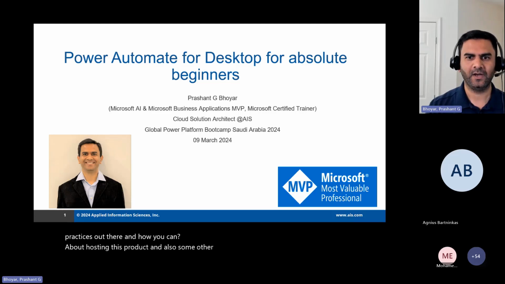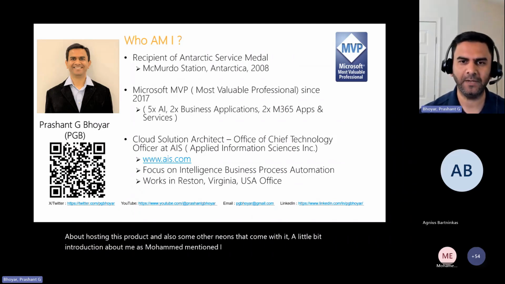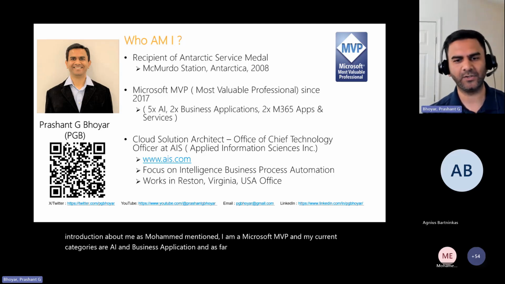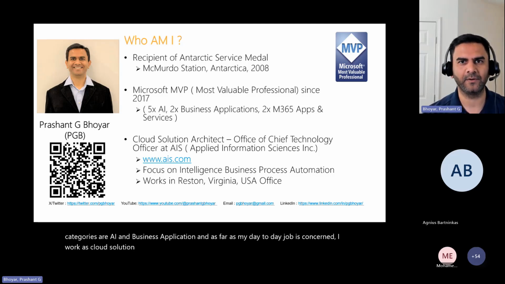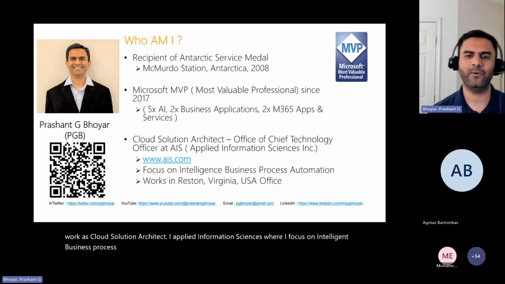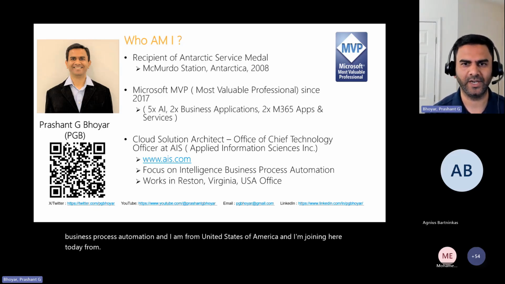come with it. A little bit of introduction about me. As Mohammed mentioned, I am a Microsoft MVP and my current categories are AI and business application. As far as my day-to-day job is concerned, I work as a cloud solution architect at Applied Information Sciences, where I focus on intelligent business process automation. I am from the United States of America, and I'm joining here today from Reston, Virginia.